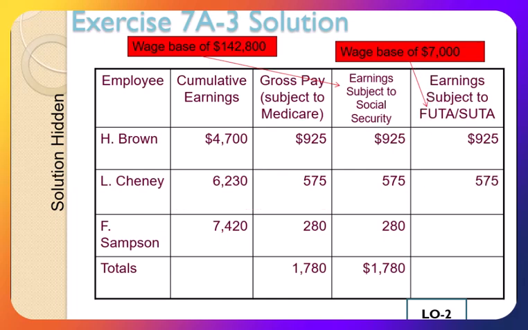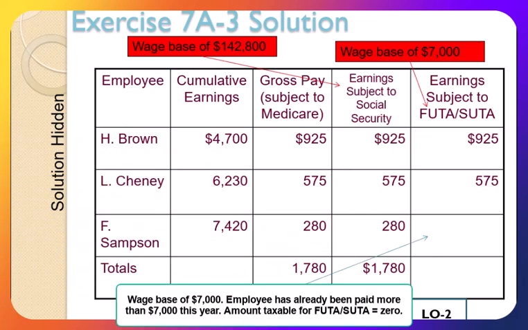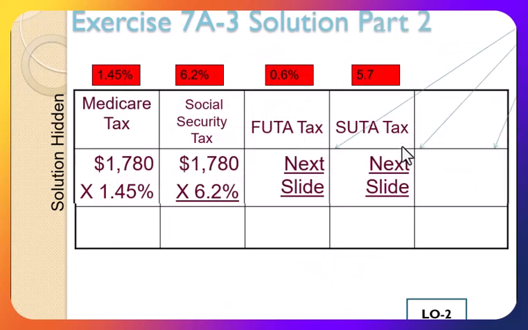And then we can take a look at Sampson. His cumulative earnings prior to this period are over 7,000. So none of his wages will be subject to FUTA and SUTA here. So that is a 0. If we add those through, 925 plus 575, that is $1,500 that is subject to FUTA and SUTA. And then we're going to bring in the totals from this slide into the next slide. So we have the taxable amounts from the previous slide that we're bringing in.